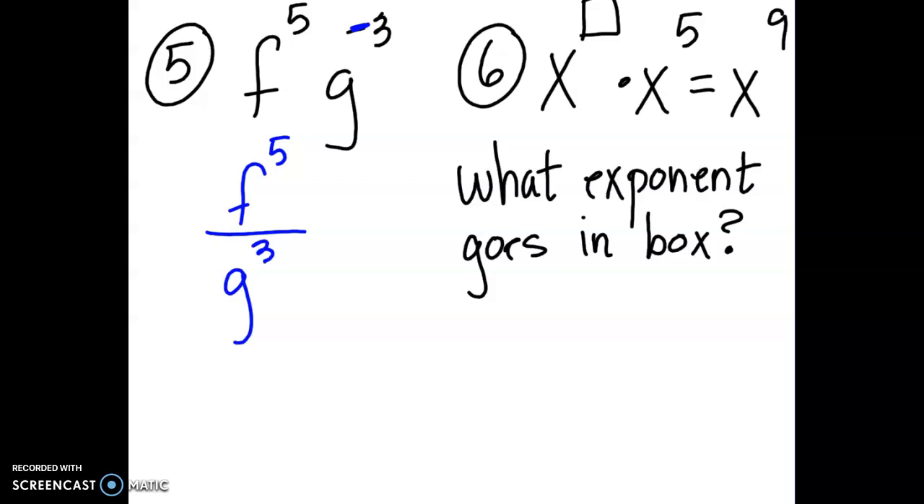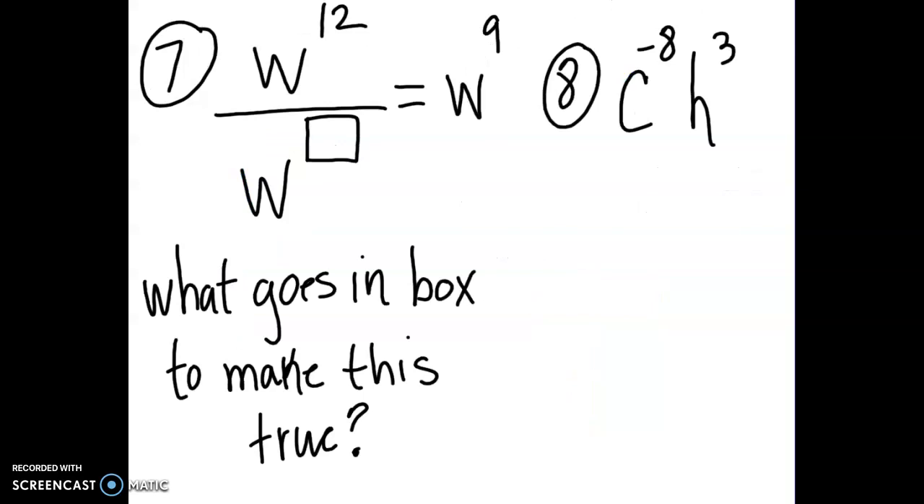All right, number 6. They want us to find out what exponent would go in that box to make this statement true. So what do we do with these exponents to get 9? Am I going to add, subtract, multiply, or divide? Well, because it's multiplying, we are going to add exponents. So what do we need to add to 5 to get to 9? So we need to put a 4 in that box, because 4 plus 5 will get us 9. All right, give these 2 here a try.